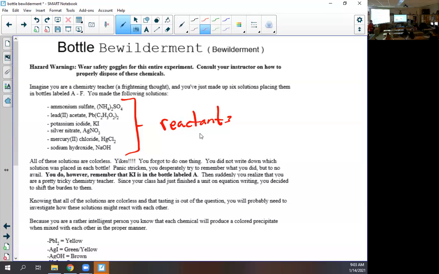Tell your partner which side of the arrow reactants go on. I didn't hear any words. I see one person pointing. Well, does no one know? It's the left side. So today you're going to write out reactions. These always go on the left. These are the 6 solutions that are in bottles labeled A through F.